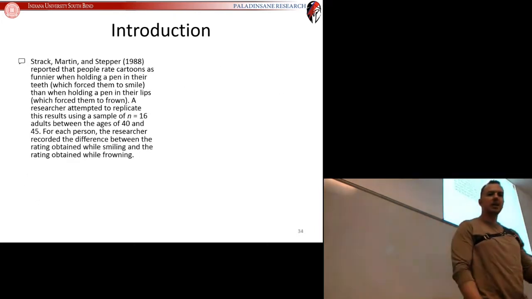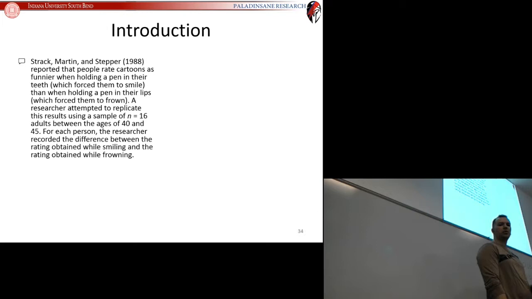All right, Strack, Martin, and Stepper reported that people rate cartoons as funnier when holding a pen in their teeth, which forced them to smile, than when holding a pen in their lips, which forced them to frown. This is a test of one of my favorite theories in psychology. It's called the facial feedback hypothesis. This is the hypothesis that we read our emotions off of our faces, and that we have a physical reaction to any particular situation, like laughing, and then our brain looks at our face, reads it, and says, oh, we must be happy because we're laughing. So it's a completely counterintuitive reversal of what people thought. We don't smile because we're happy, we're happy because we smile.